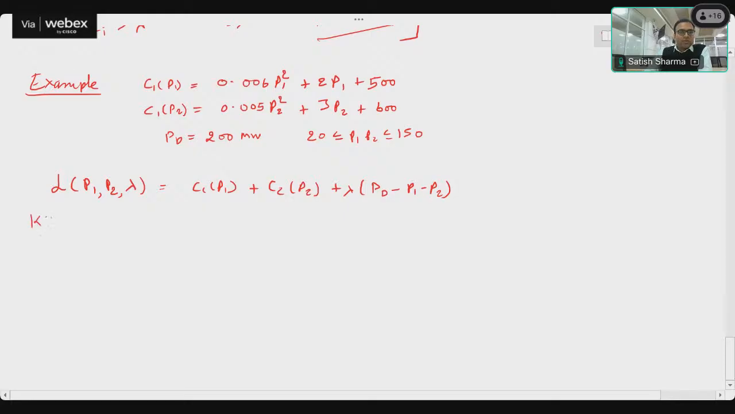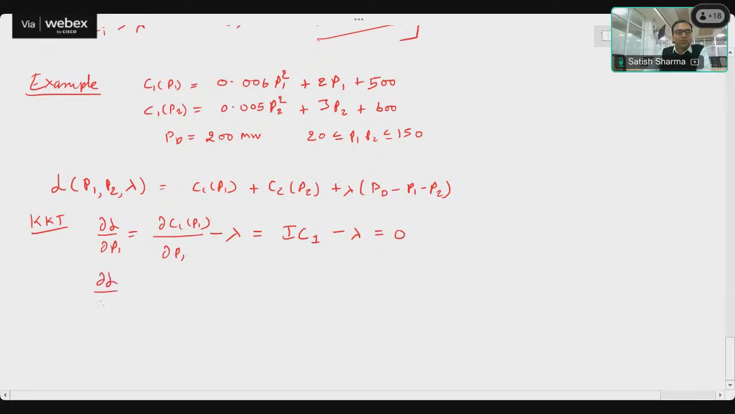Then we were writing down the KKT conditions, as explained earlier, for optimality. So delta L upon delta P1 is equal to delta C1 P1 divided by delta P1 minus lambda. In short, this partial derivative of the cost is also called the incremental cost. So I would say IC of the first generator minus lambda. This is our first condition, and it should be equal to 0. So that is condition 1.